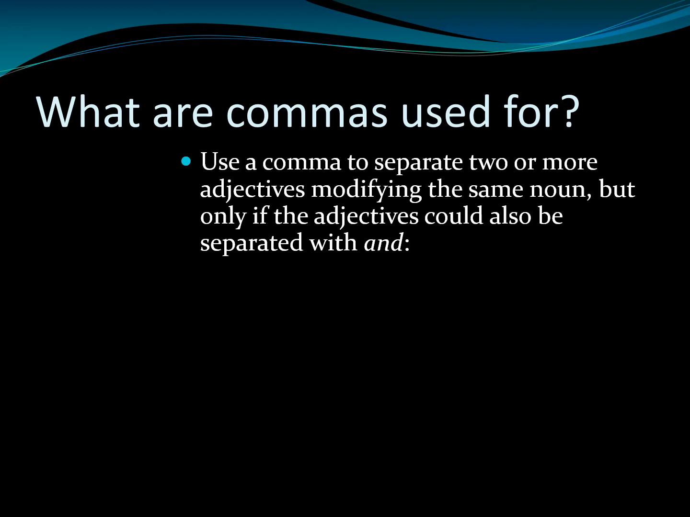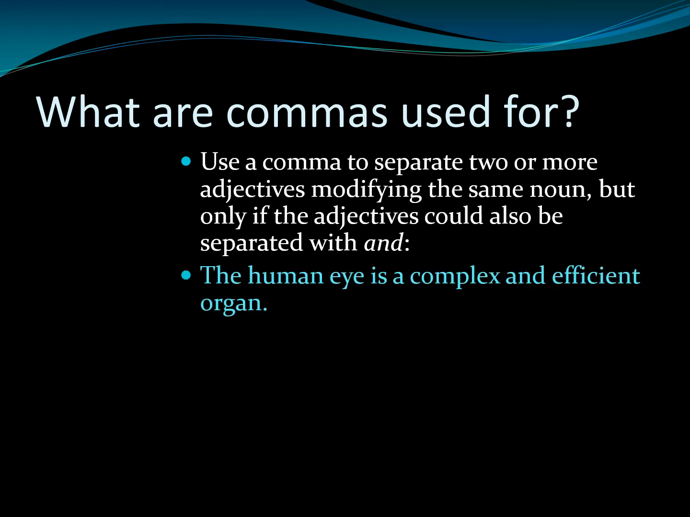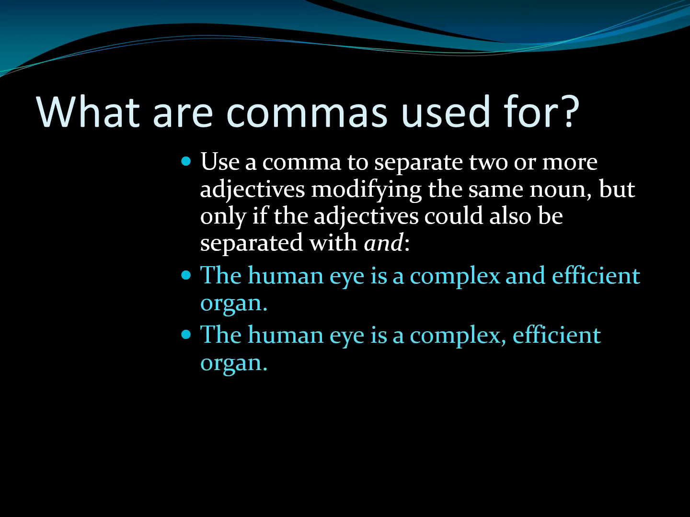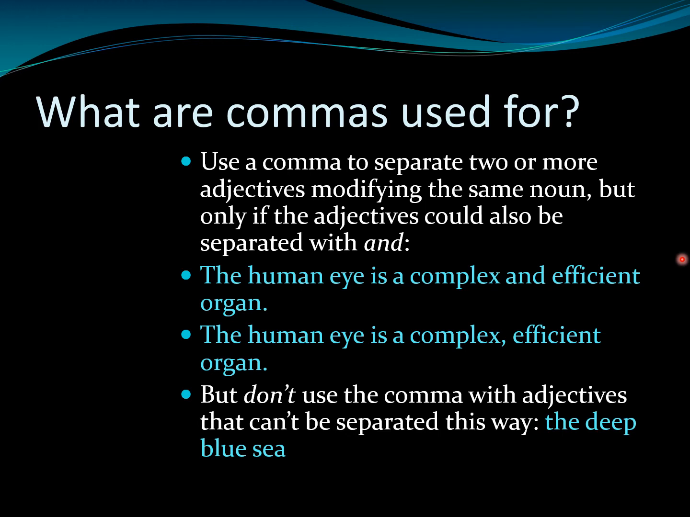All right. A comma is also used to separate two or more adjectives modifying the same noun, but only if the adjectives could also be separated with and. For example, with the sentence, the human eye is a complex and efficient organ, you can actually do it as the human eye is a complex, efficient organ, replacing the and with a comma, because these can also be reversed. If you were to reverse them, you would be able to still have it, but there are certain adjectives that cannot be separated in this way.